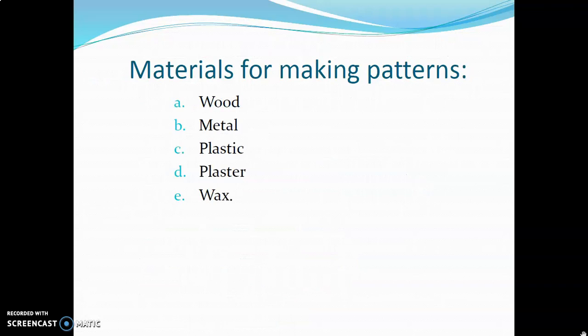Now come to the material which can be used for pattern making, like wood. Wood is also a very famous pattern material. Metal is also very popular. If you compare wood and metal, suppose you want to produce a large quantity of components. At that time, we can use the metal material. Then next, plastic, plaster, and wax. So these are the five different materials used as pattern material.